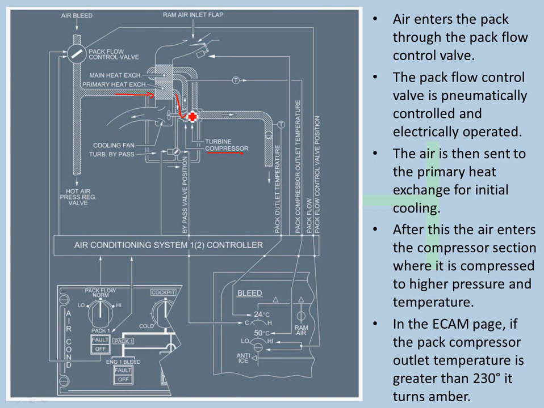All right, then it goes upwards to the main heat exchanger, where quite a bit of cooling takes place. Now the interesting thing about this is, after the compressor compresses the air, if the outlet temperature is greater than 230 degrees, as you can see, this is the pack compressor outlet temperature here, and on the ECAM, if this number turns greater than 230 degrees centigrade, it turns amber. Alright, so this is important to monitor in case you're approaching that temperature. Okay, so that's on the ECAM.